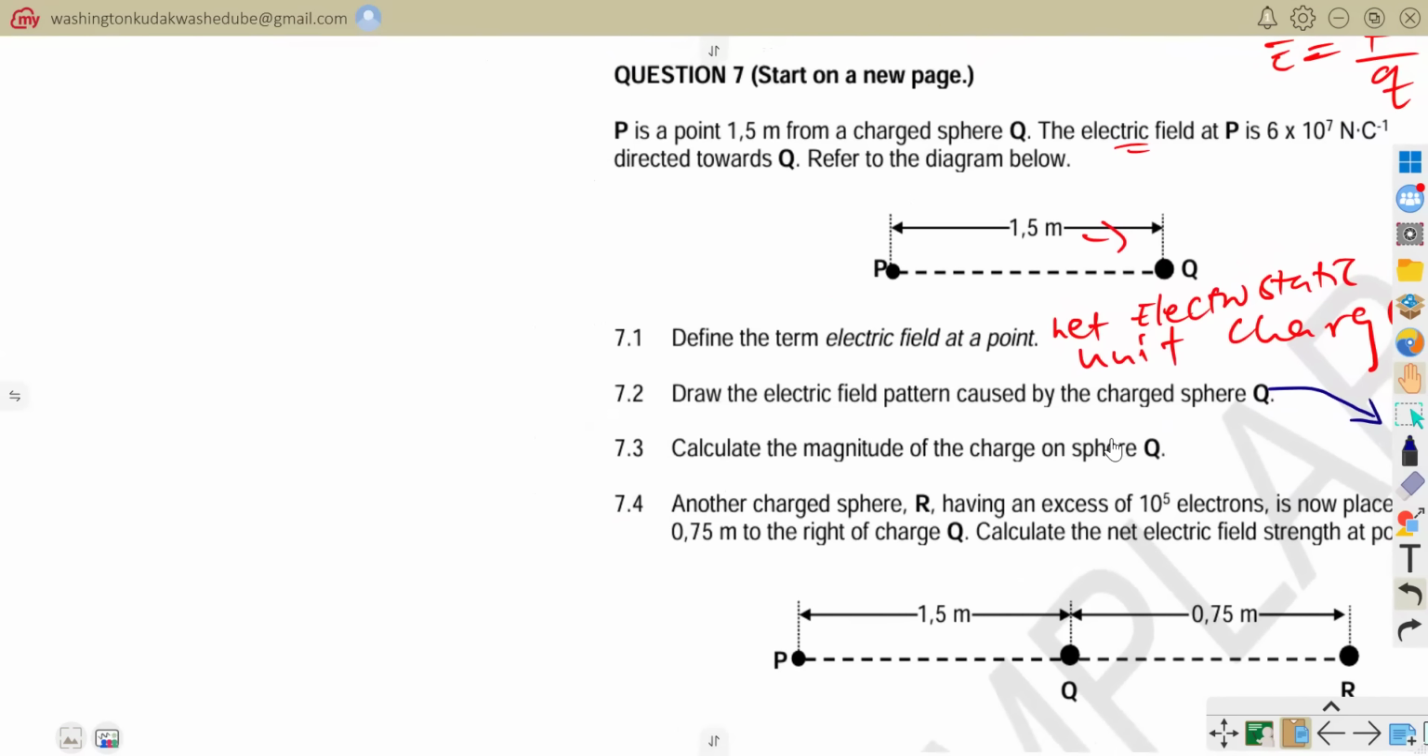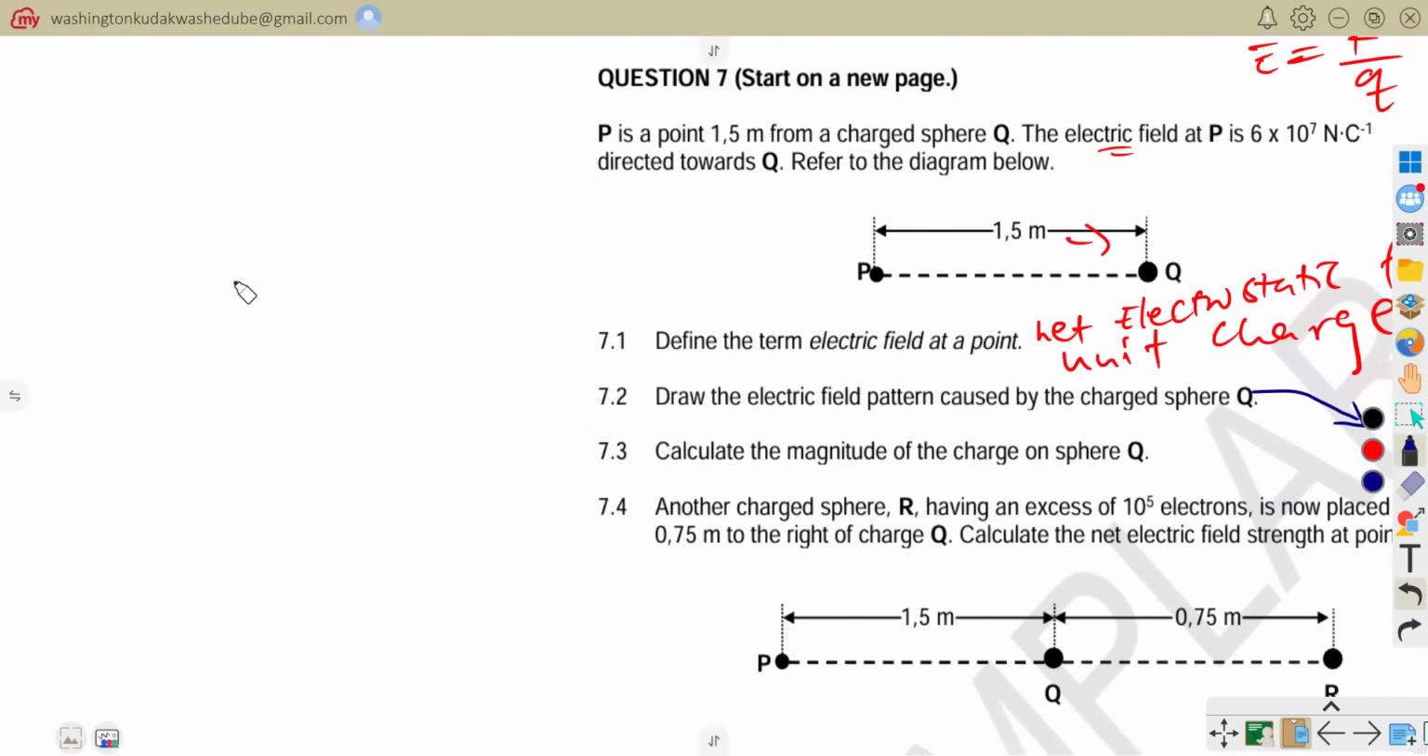Magnitude of the what? Of the charge Q. We are given E, the net E acting on Q, where we know this becomes EQ over R squared. And they say this is 6 times 10 to the power 7, being equal to K. We know that K is just what? K is just 9 times 10.